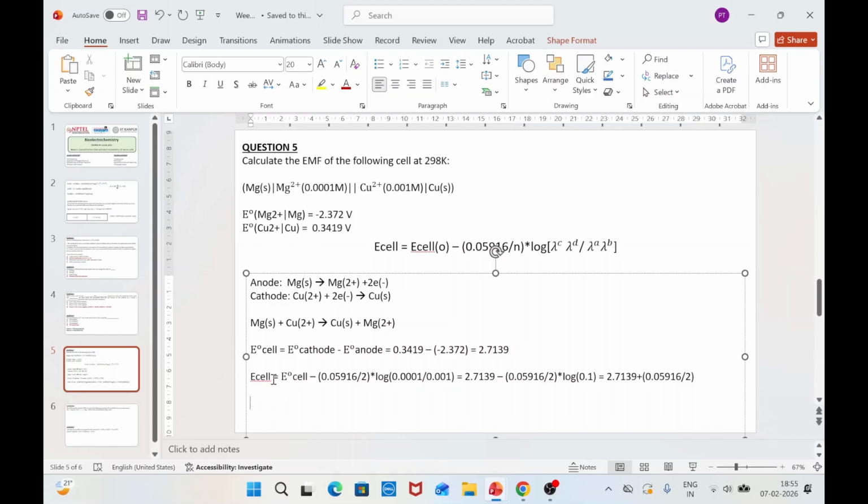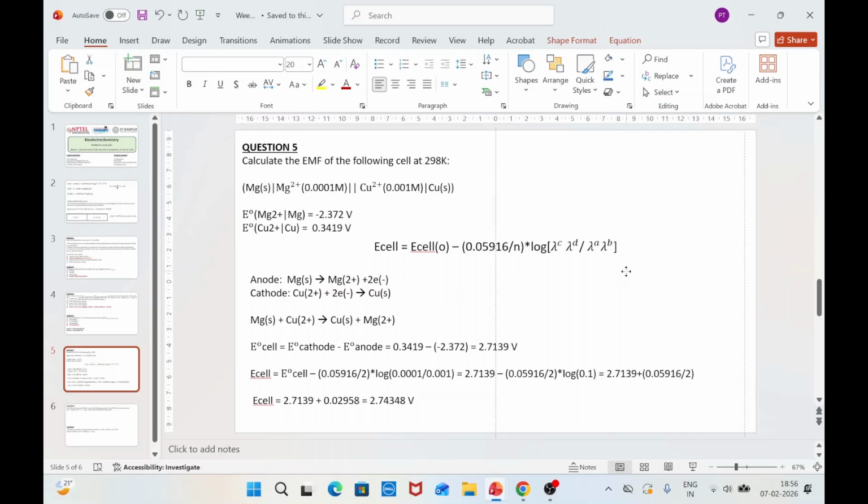So E cell is going to be equal to 2.7139 plus 0.02958. So that value will be nothing but 2.74348 volt, and here also the unit is volt. So please be careful while mentioning the units.